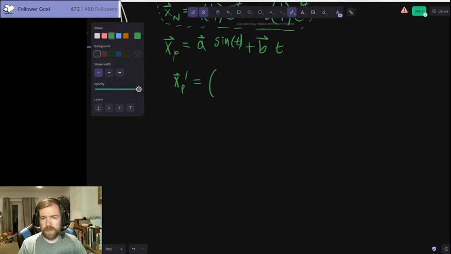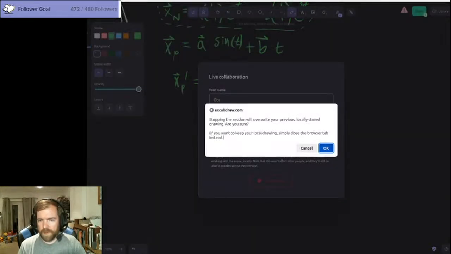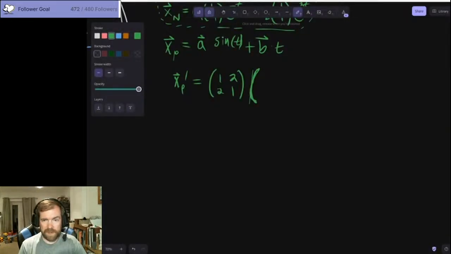So this was 1, 2, 2, 1 times the quantity... Alright, we'll stop the share here because this will hopefully speed it up a bit. A vector.